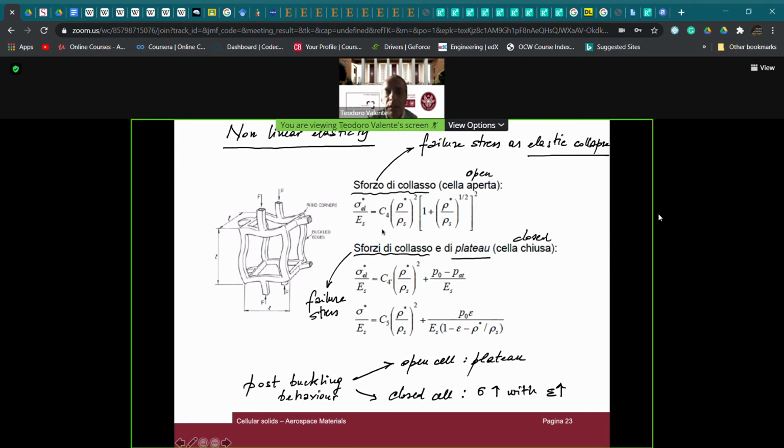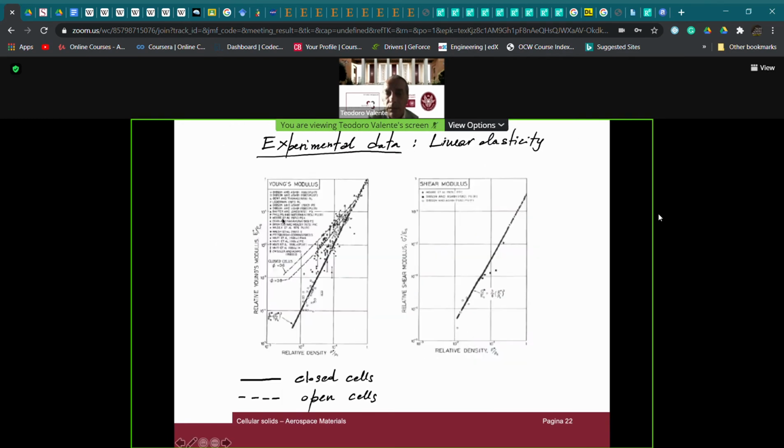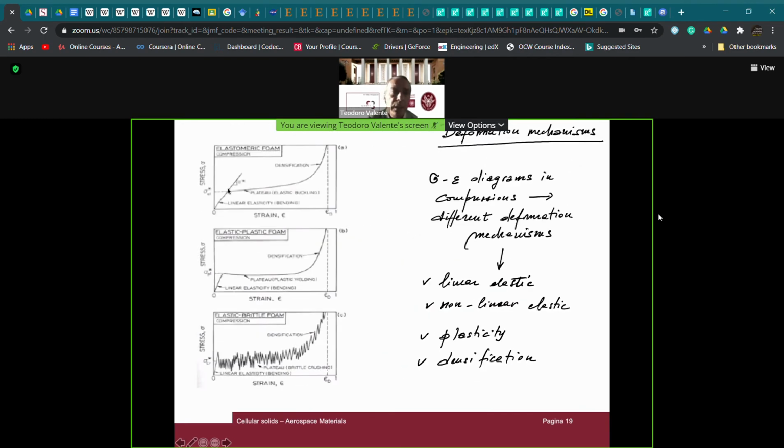So again, knowing the value of C4, knowing the value of the unit cell geometry, we are able to define the value of this ratio. And so we are able to identify the elastic stress at which buckling is starting to occur. That is, for example, this point in which buckling is starting to occur.